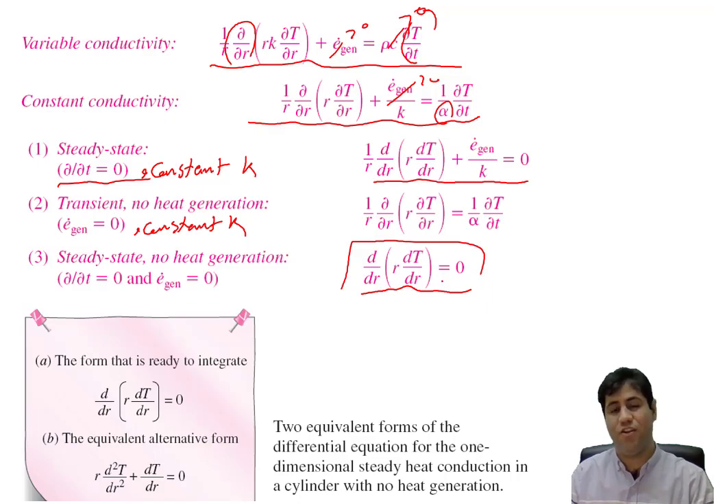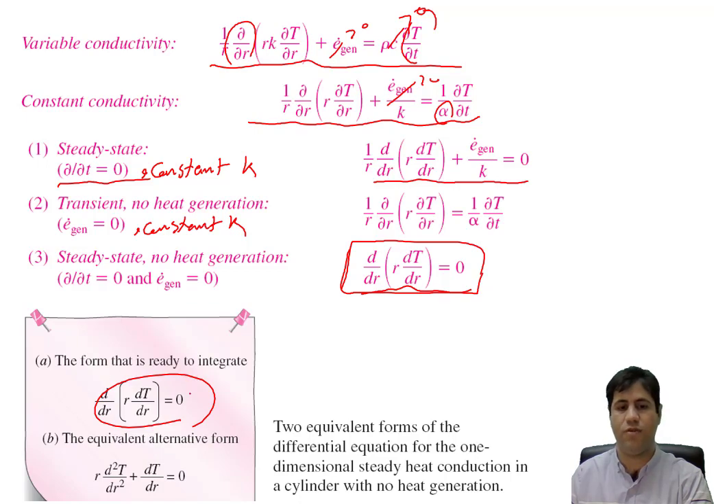This is the main equation which we usually use. However, the general equation is this one. It can be simplified to each one of them based on the specific problem which we are dealing with. So the form that is ready to integrate, this is important, and its equivalent, the alternative form, is this one. You will see why these two are important. Because these are the differential equations.